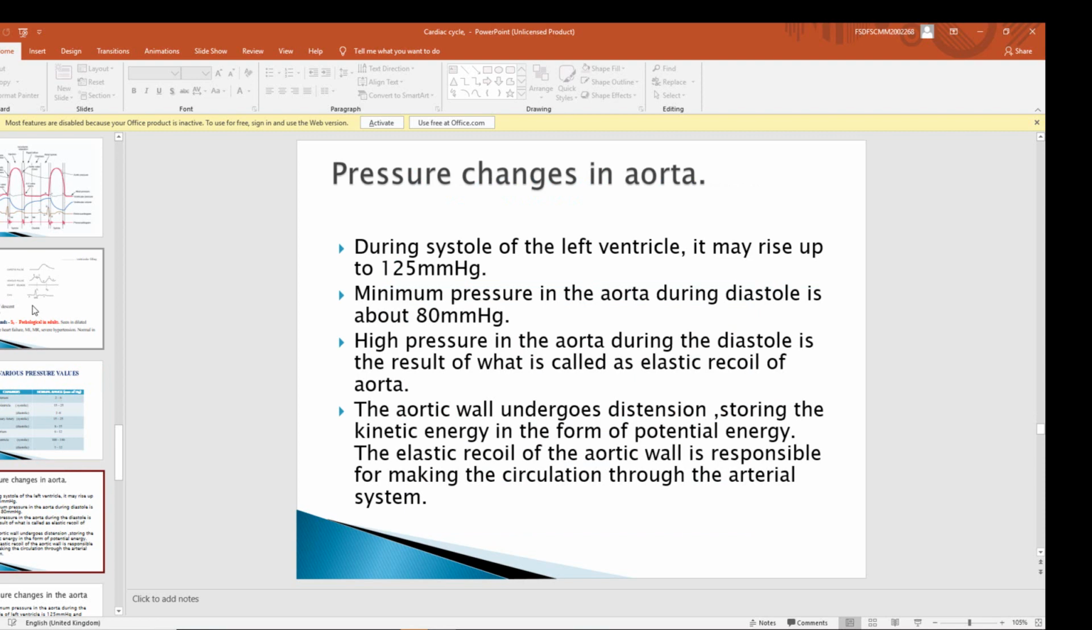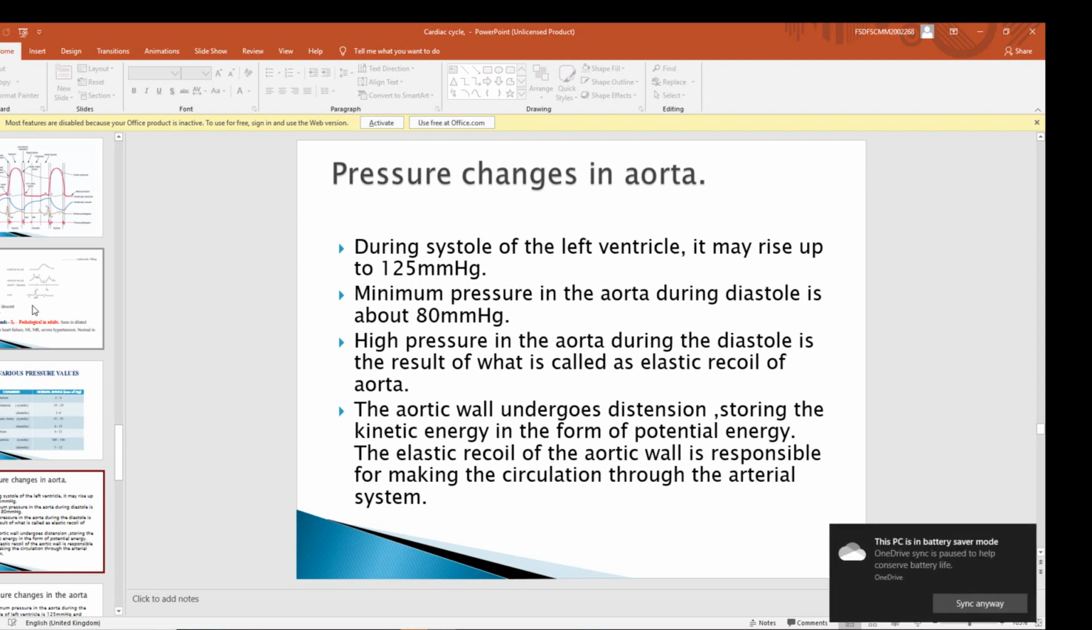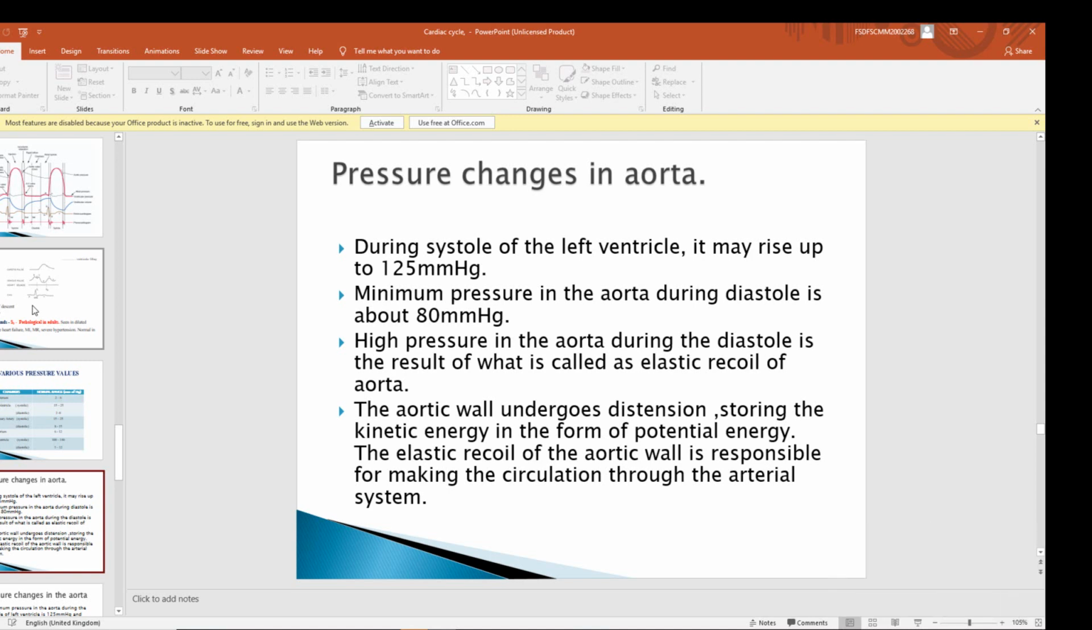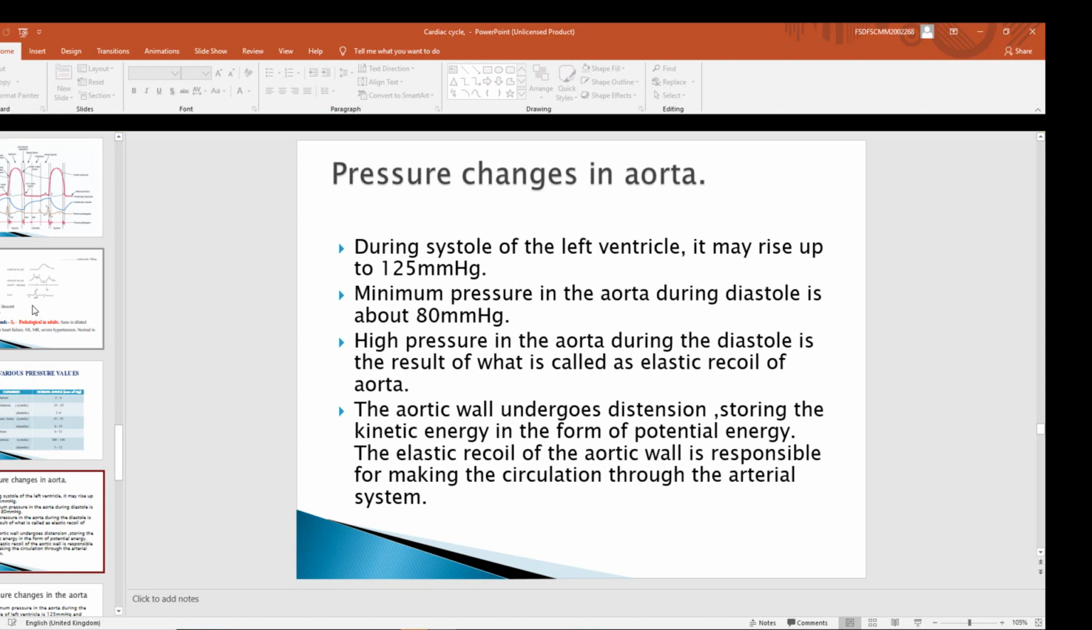Then we have the pressure changes, which are frequently asked and quite easy. During the course of systole of the left ventricle, the pressure may rise up to 125 millimeters of mercury. And the minimum pressure in the aorta during the course of diastole is about 80 millimeters of mercury.